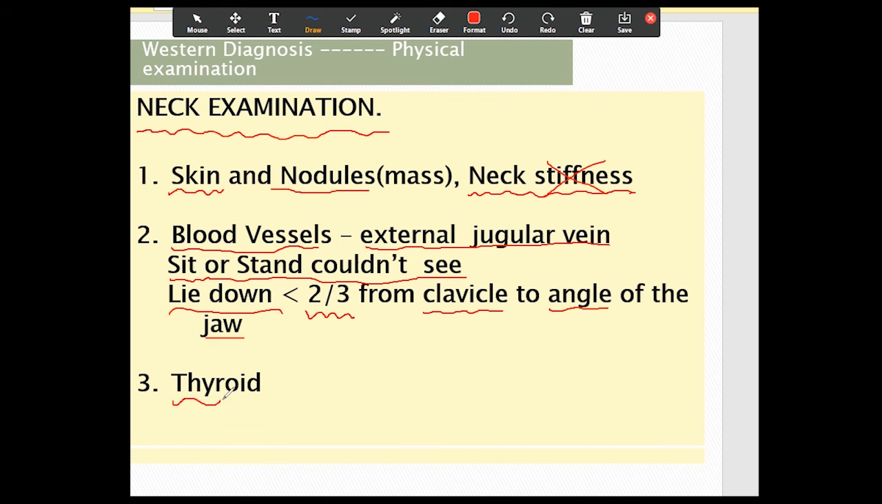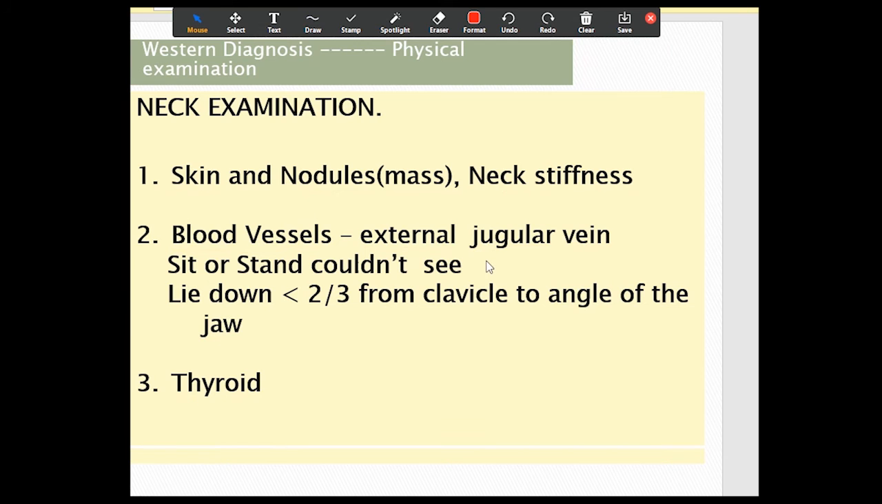Then we check the thyroid gland. So those are the 3 main parts we're checking in the neck area.